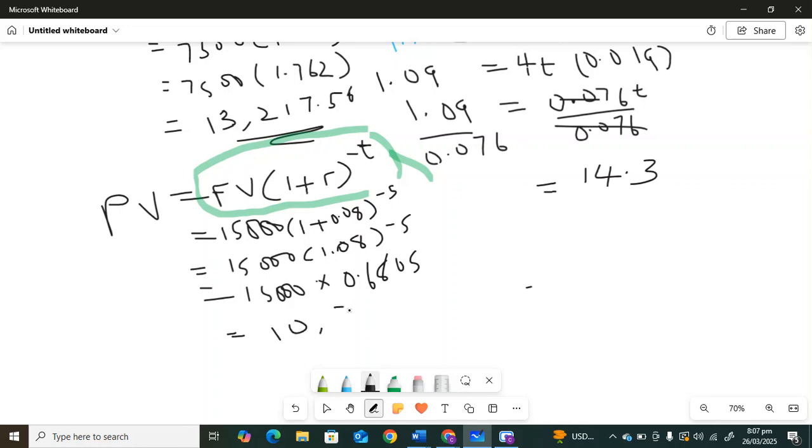Okay, we can just end it. Since in these questions you're dealing with money, the best is to always leave it to two decimal places, okay?